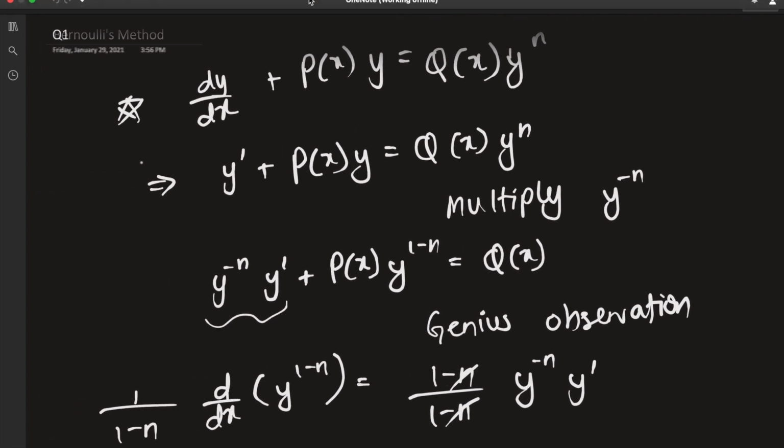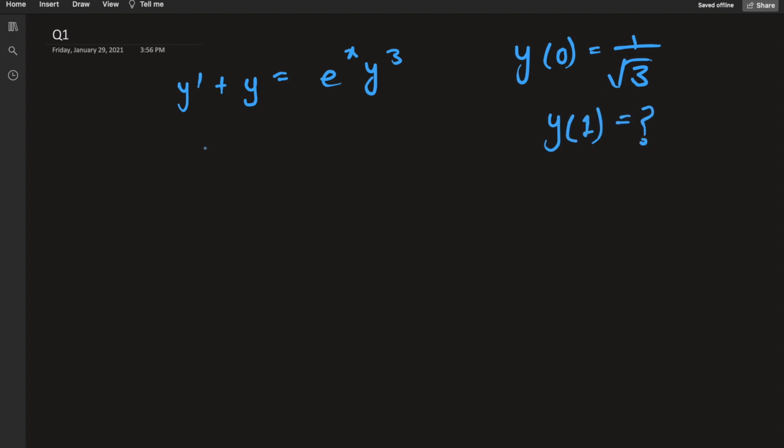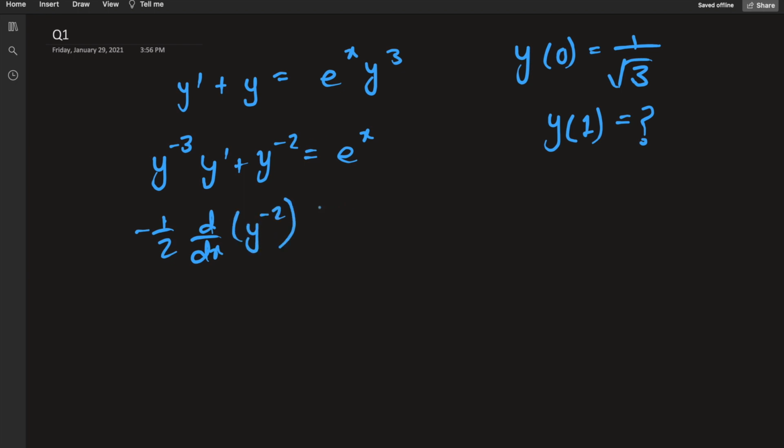Let's do some examples. We have y prime plus y is equal to e raised to x times y cubed, and we know that y of 0 is 1 over the square root of 3. They're telling us to find y of 1. Fine, they've given us initial conditions and a differential equation. Let's try solving it. Let's multiply by y to the negative 3 on both sides. So we have y raised to negative 2 here, and we have e raised to x here. Now notice that this first term is actually minus 1/2 times the derivative with respect to x of y to the negative 2 power, plus y to the negative 2 is equal to e raised to x.